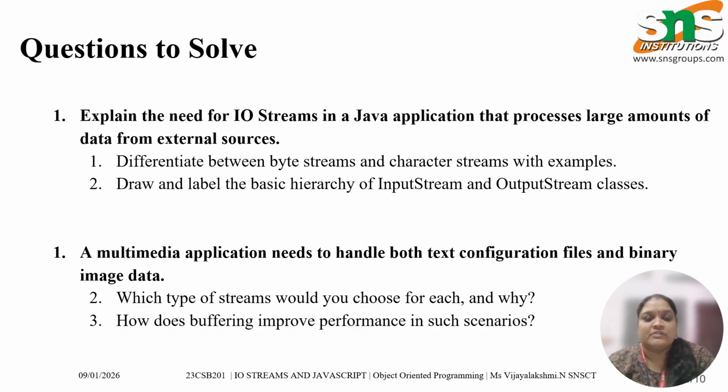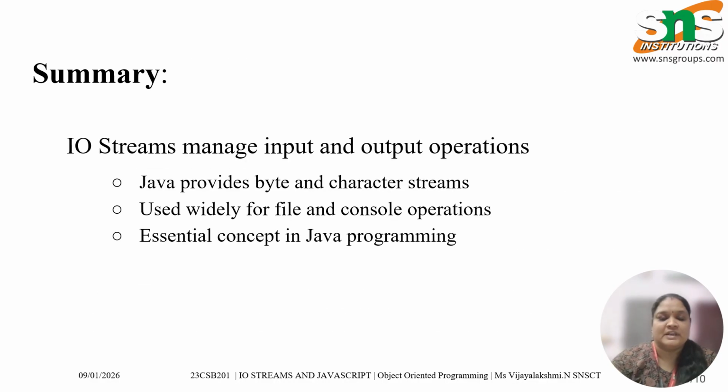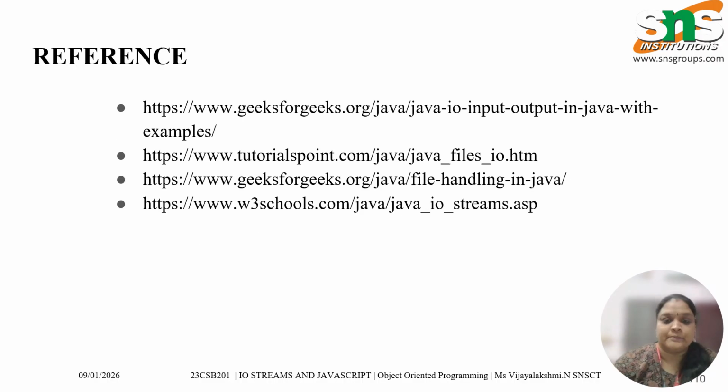And the next, what are the questions we can discuss here to solve? Explain the need for IO streams in a Java application which processes a large amount of data from an external source. Differentiate between byte stream and character stream with an example. These are all the possible questions. Summary: here you have seen IO streams, which manage input and output operations. Java provides byte and character streams used widely for file and console operations, which is an essential concept in Java programming. These are all the references. Thank you.